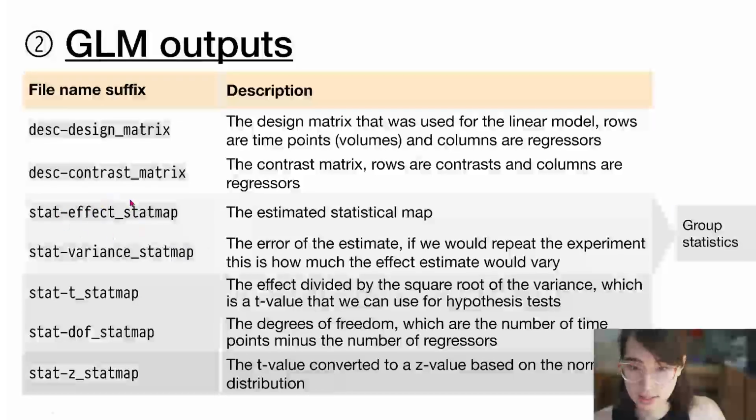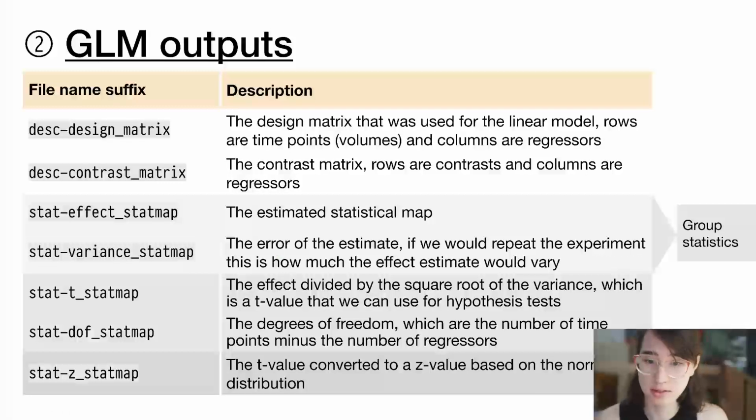Because the effect is the estimated statistical map, and the variance is the sampling variance, the error of the estimate. So the idea is that if we would repeat the experiment, this is how much we assume that the estimate would vary, and this really helps us with doing hypothesis tests later. Based on the effect and the variance, we can calculate a t-value by dividing the effect by the square root of the variance, and that gets us a Student t-distributed t-value. And we can use that together with the degrees of freedom to do a hypothesis test.